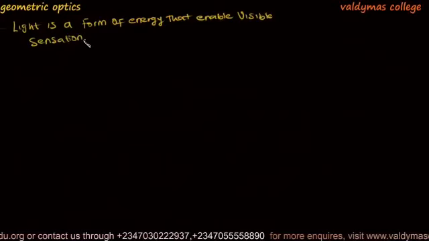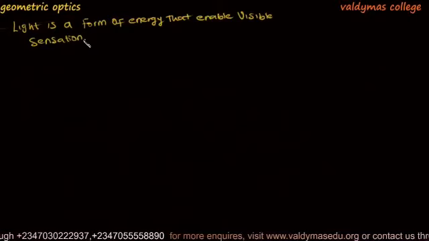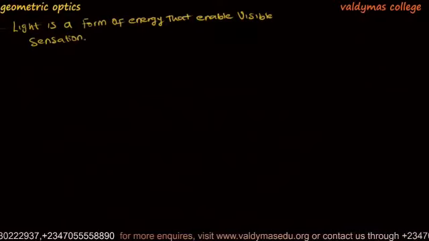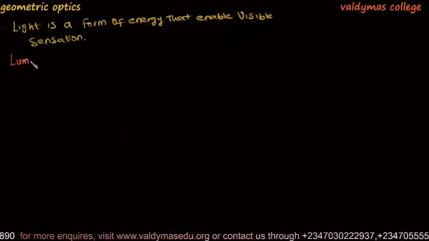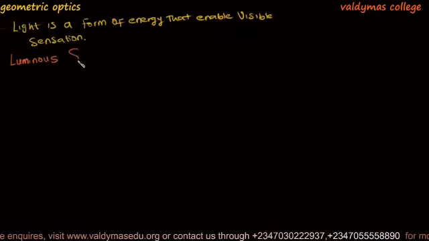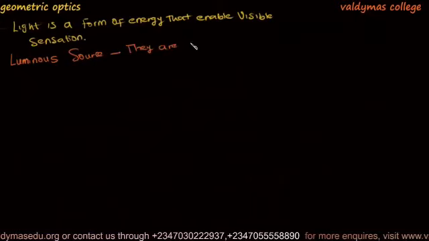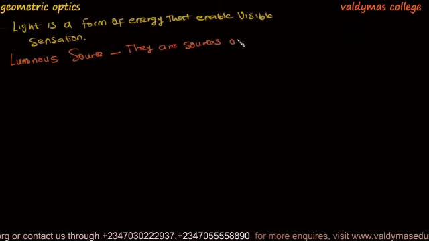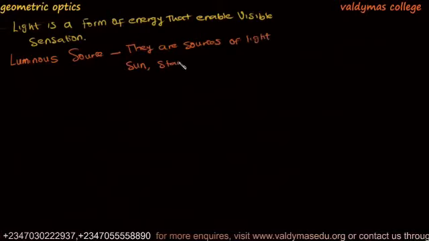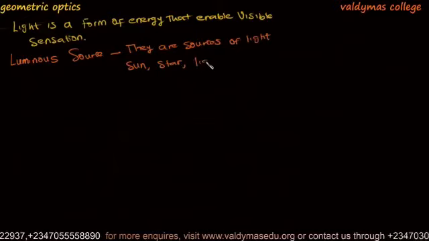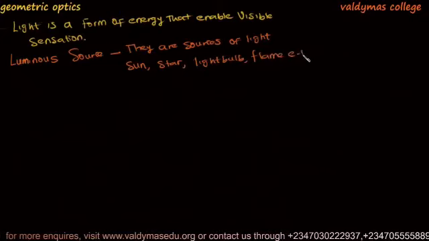Now some substances can actually produce light from themselves, while some substances cannot produce light from themselves. Examples of substances that produce light from themselves are called luminous substances, or luminous sources. Some call it luminous sources, which means that they are sources of light. An example of that is the sun, the star. We have a light bulb. We have a flame. We have several other examples.